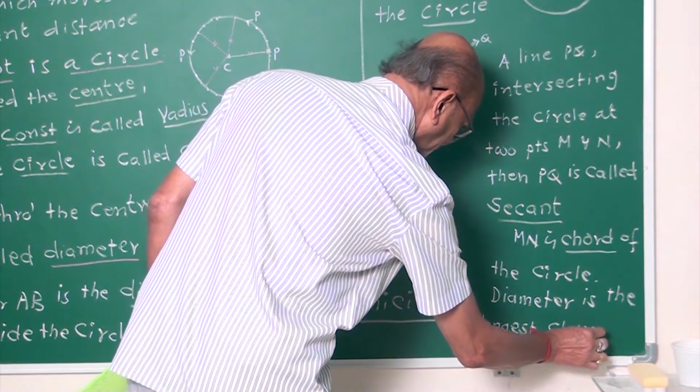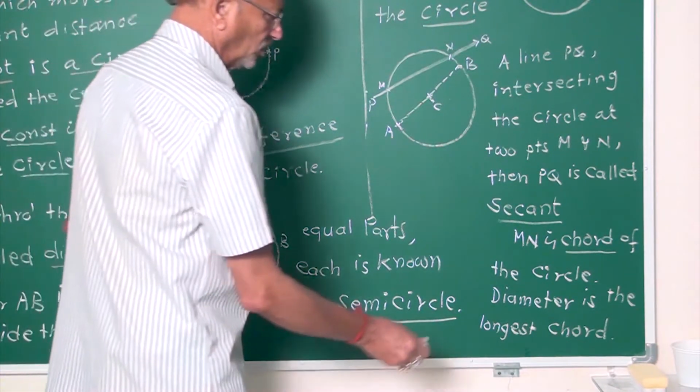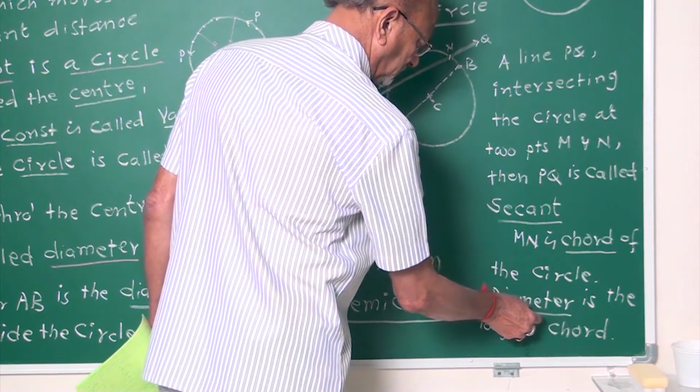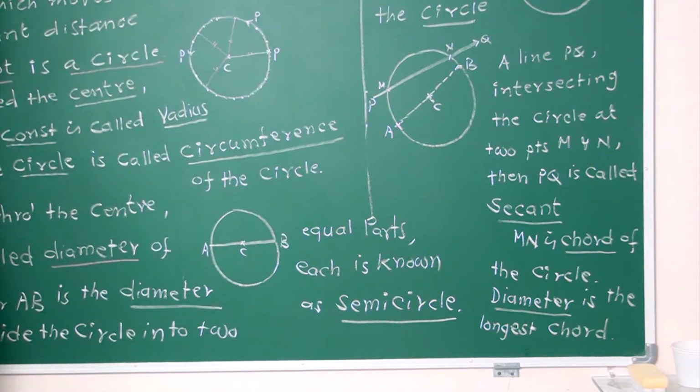Longest chord of the circle. Diameter is the longest chord. Longest chord of the circle. Yes, my friends, all these are the basic definitions.